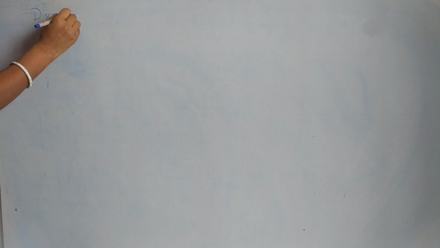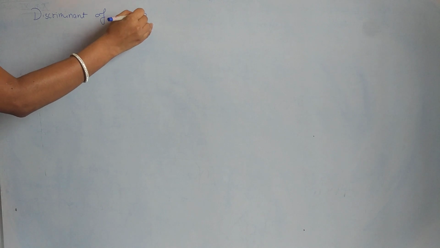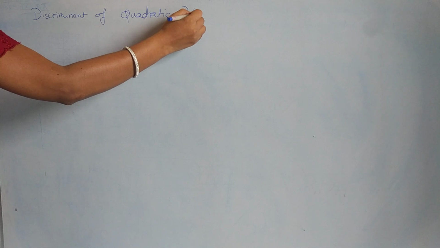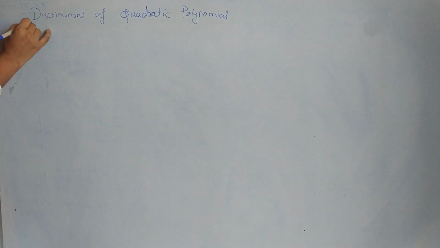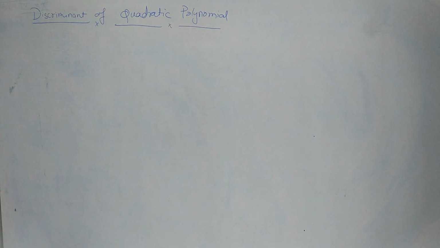So today's topic is discriminant of quadratic polynomial. So far we have discussed the different terminology associated with polynomial. What is a quadratic polynomial? We know that. So today we are going to discuss this term, that is discriminant.